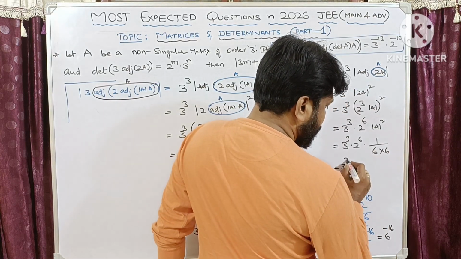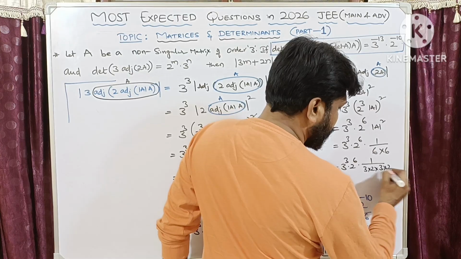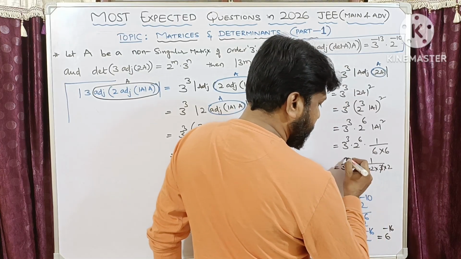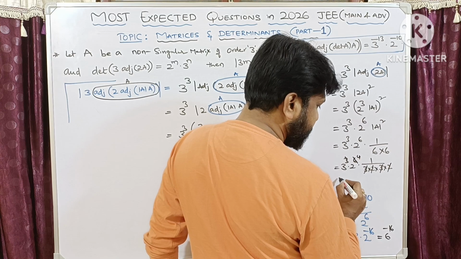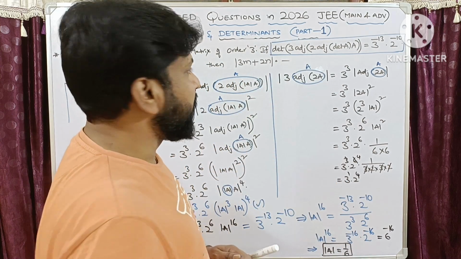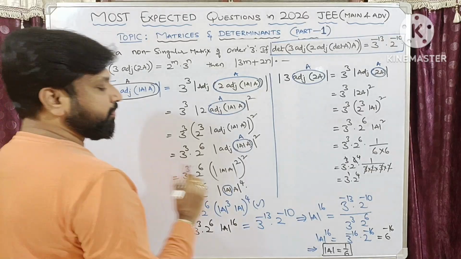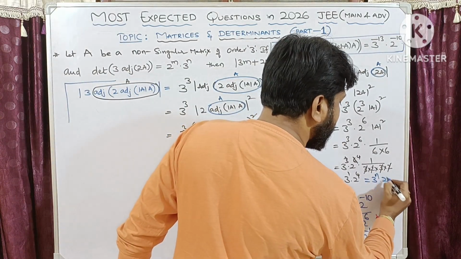Now this can be written as 3 cube into 2 power 6 into 1 by 3 into 2 into 3 into 2. 3 square will be cancelled, one 3 will be remaining, 2 square will be cancelled, 2 power 4 will be remaining. So this can be written as 3 power 1 into 2 to the power of 4. This is equal to 2 power m, 3 power n.